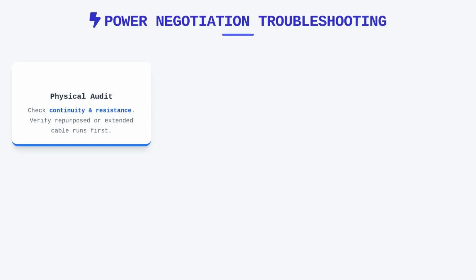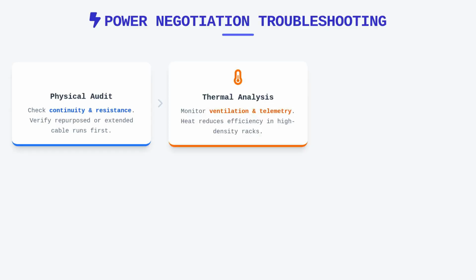Troubleshooting power negotiation failures requires a disciplined approach, as the issue can often reside in the physical layer before it manifests in the software stack. If a camera fails to power up, your first step should be to audit the physical cable for continuity and resistance, especially if the run was recently repurposed or extended. Thermal dissipation also plays an unexpected role in high-density installations, particularly when switches are mounted in poorly ventilated cabinets. Excessive heat within a rack can reduce the efficiency of internal power components, leading to intermittent failures that are notoriously difficult to diagnose without monitoring the environmental telemetry.